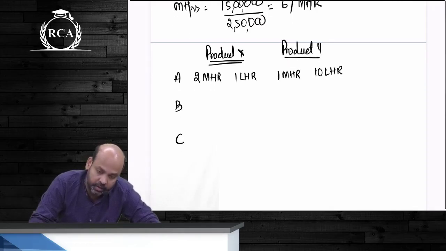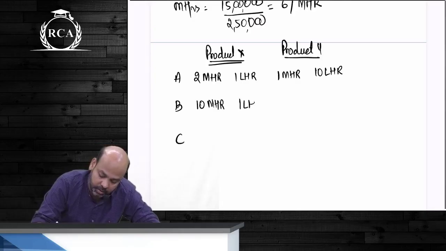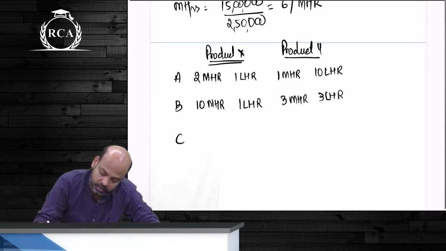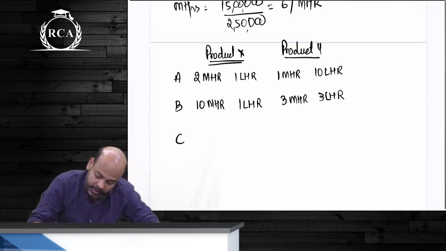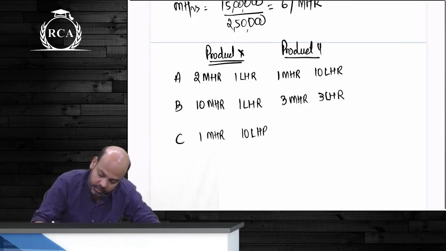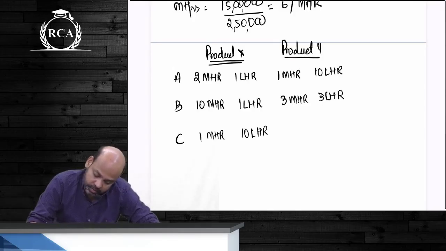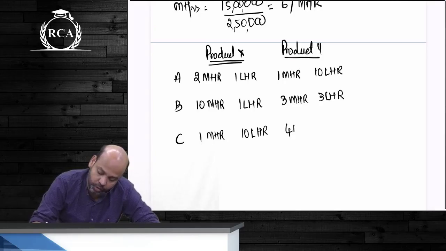Department B, guys, let's say it is 10 machine hours, 1 labor hour. And here, guys, it is 3 machine hours and 3 labor hours. Product X beta, in the last one, 1 machine hour, 10 labor hours. And 4 machine hours, 1 labor hour.